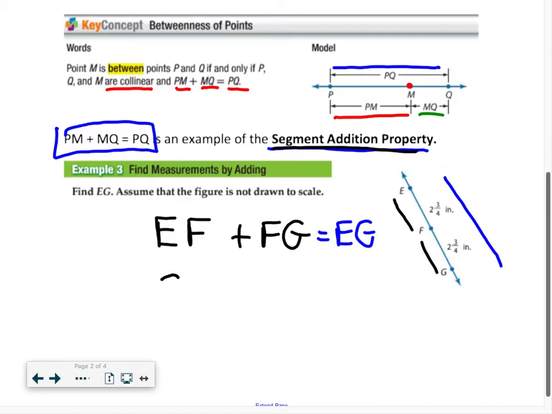So EF is 2 and 3/4 plus FG, which is 2 and 3/4. You would get EG to be 5.5. Okay, 3/4 plus 3/4 is 1 and 1/2, so 4 plus 1 and 1/2 would give you 5.5 inches. Okay, let's continue.